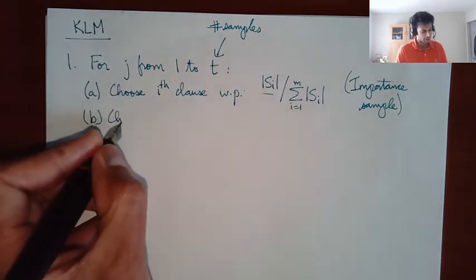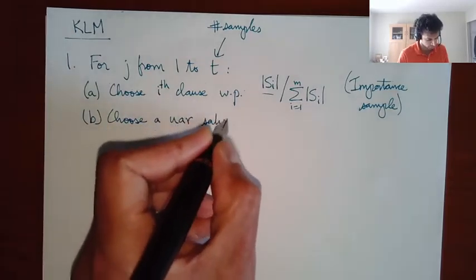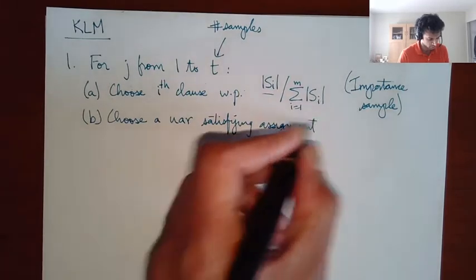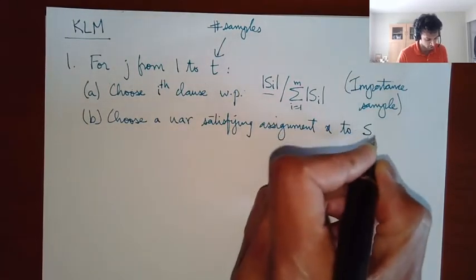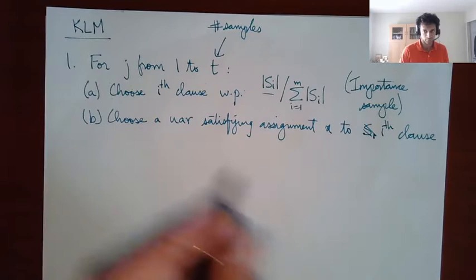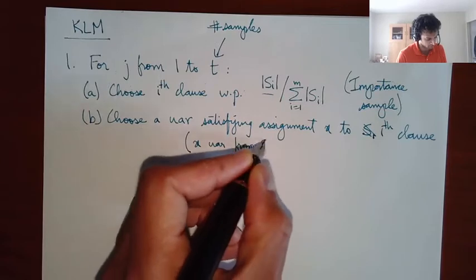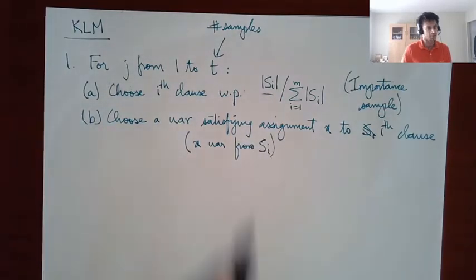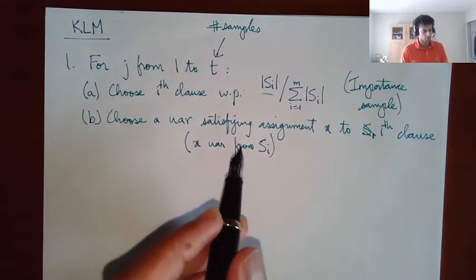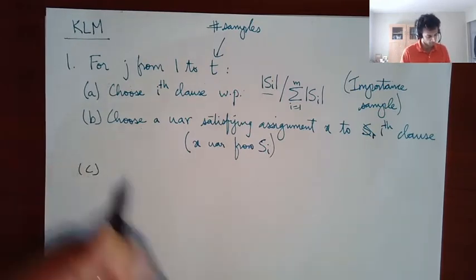Then you will choose a uniform at random satisfying assignment X to the ith clause, which in some sense is saying that you're choosing X uniform at random from this set Si. So you picked a set uniformly at random. Then you choose a uniform at random satisfying assignment to the clause that you just picked. Now here's the clever bit.